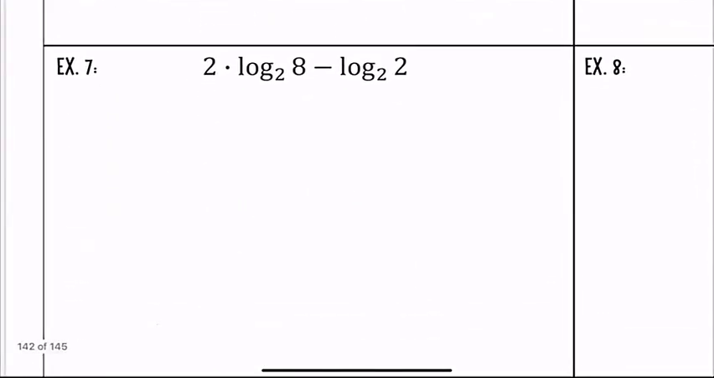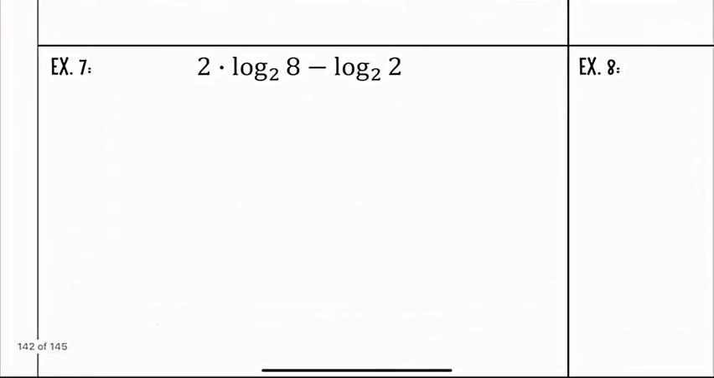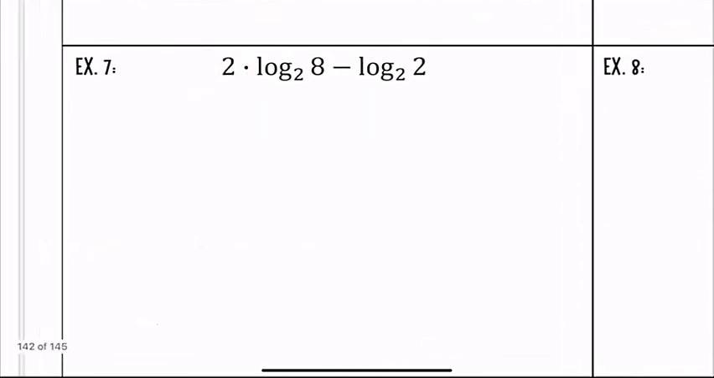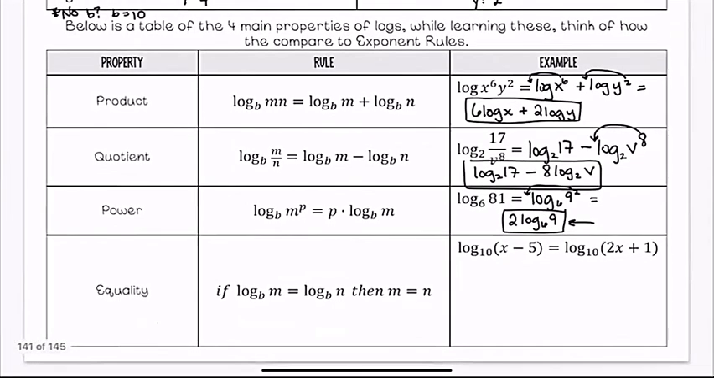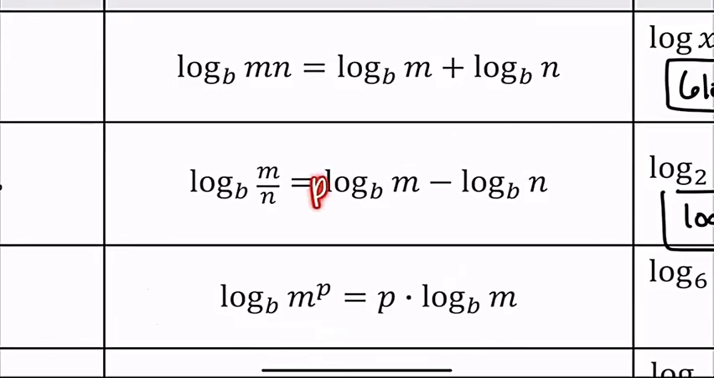Let's look at the next one down. This one is a little different. It's just an extra step. We have a 2 out here. To be able to combine these logs together, like we do over here in our properties, you'll notice none of them have a p in front, like this, because you have to move the p back before you can do it. So you can only work it with this kind.